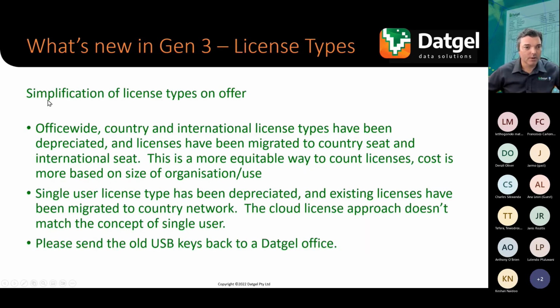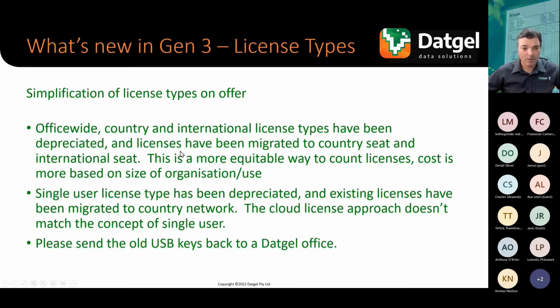Another thing we've done is we've reduced the number of license types that we offer. But for two reasons. To start with, mainly the fence and map tool was offered in the past as an office-wide license, a country license, or an international license, where you pay one fee to use it in that geography. And that was not very equitable, in the way a big company and a small company pay the same amount of money. One company may use 50 licenses, the other one may use 5 licenses, but in reality they're paying the same amount.